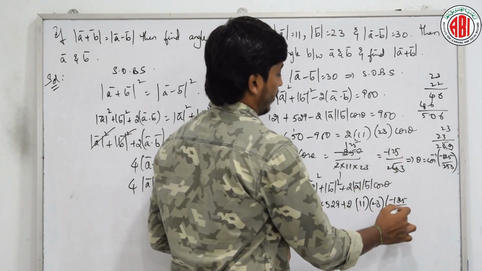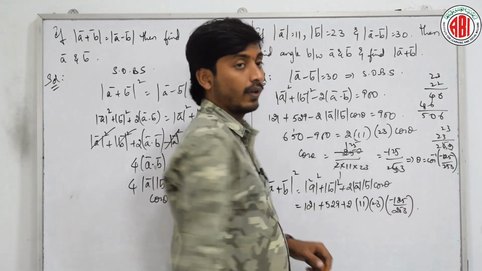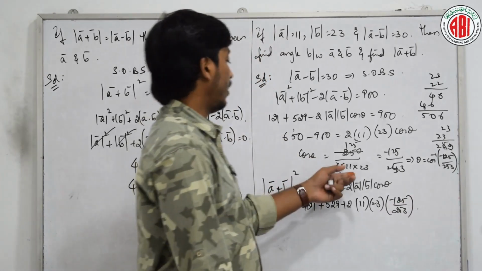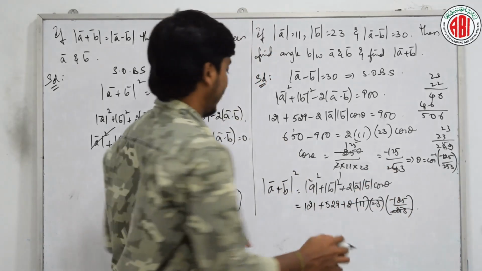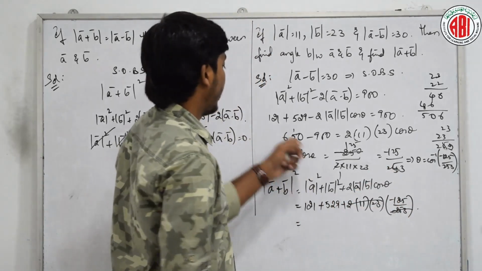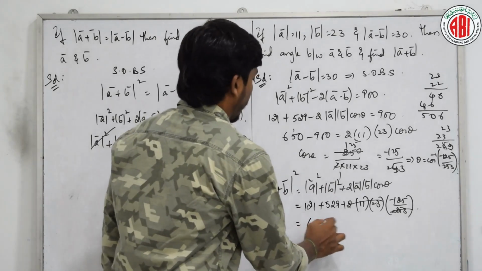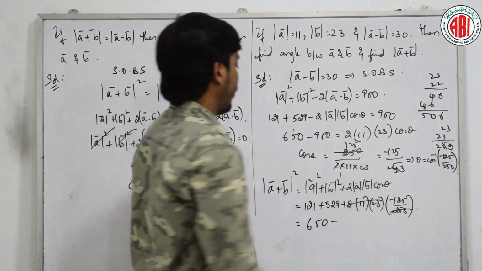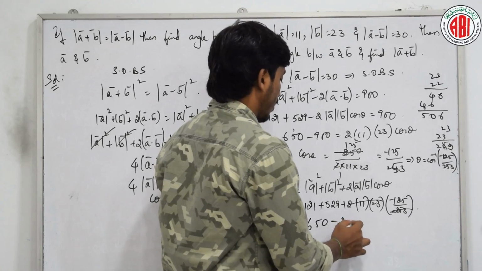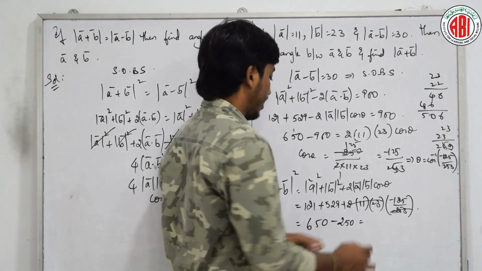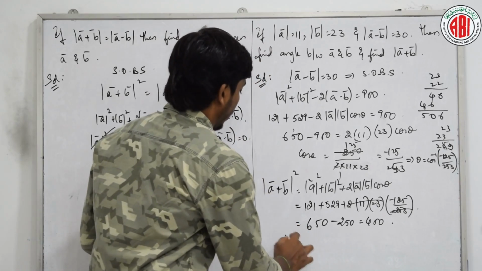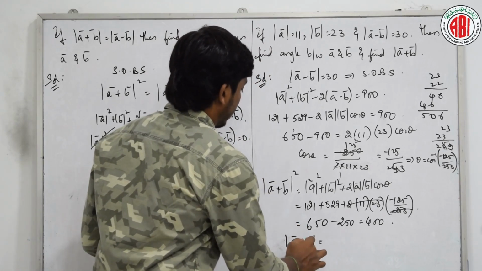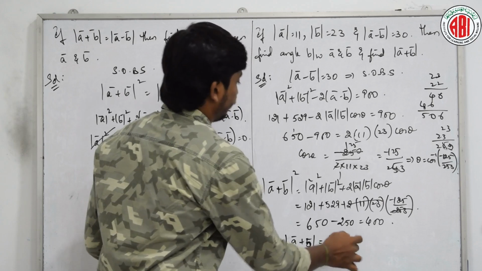Minus 125 by 253. Is it fine? We already know that 11 into 23 is nothing but 253. Yes. Next, 121 plus 529 is 650, minus 2 into 125 is 250. 650 minus 250 is 400. Therefore, I can write mod a plus b as 20.